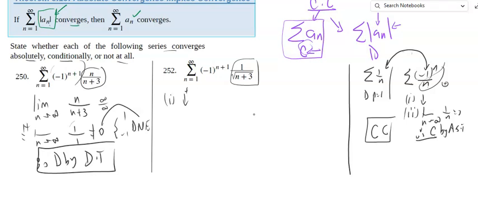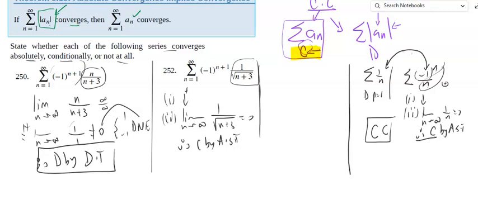It is decreasing because n only appears in the denominator. The limit as n approaches infinity of 1 over square root of n plus 3 equals 0. Therefore, it converges by the alternating series test. Well, what happens if I'm going to test for absolute or conditional? So the series converges. I'm right there.